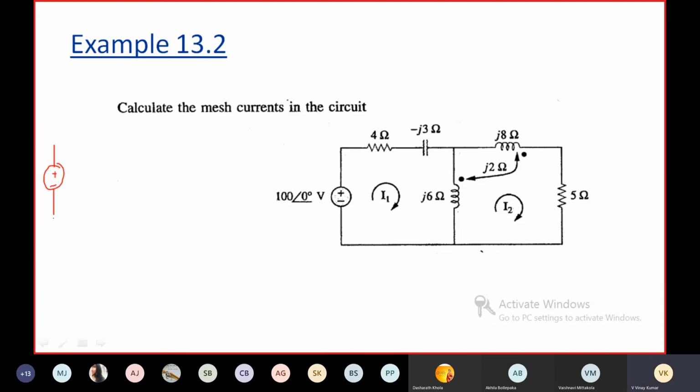Plus minus 100 volts, 100 at an angle 0 degrees. Then 4 ohms, minus j3.